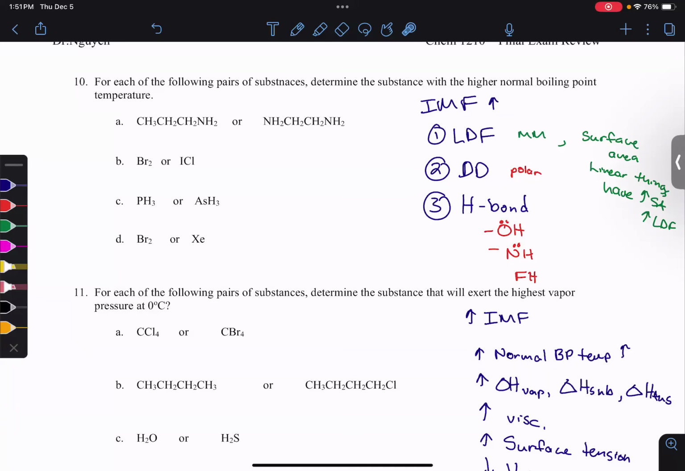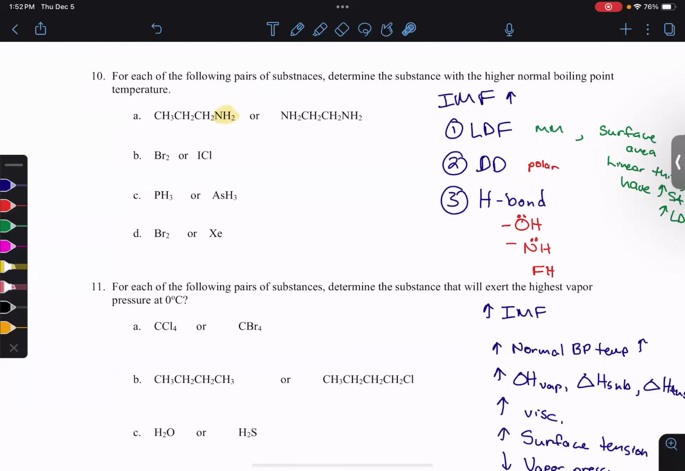So let's look at the first one. You need to figure out which one of these IMFs is kind of the dictating thing here, all right? So what do I notice here? I got a bunch of carbons and an NH group. What does that mean? H bonding, yeah. What about this guy? This guy also has an NH group and another one. So which one has more IMFs? The second one, because it can hydrogen bond twice. Perfect.